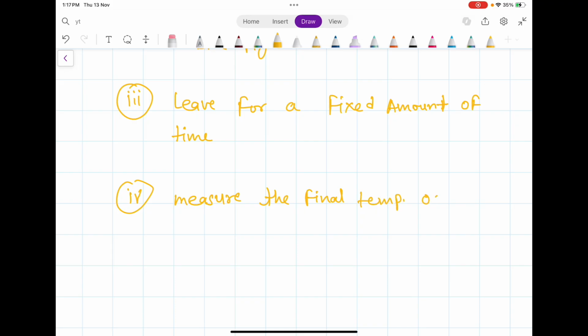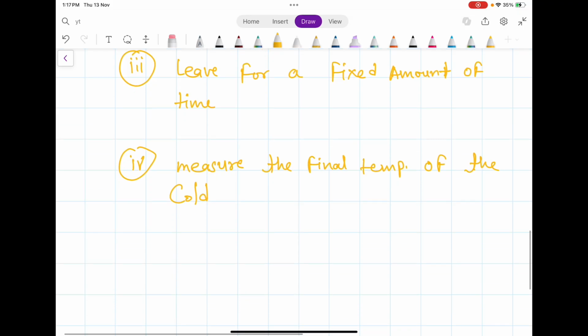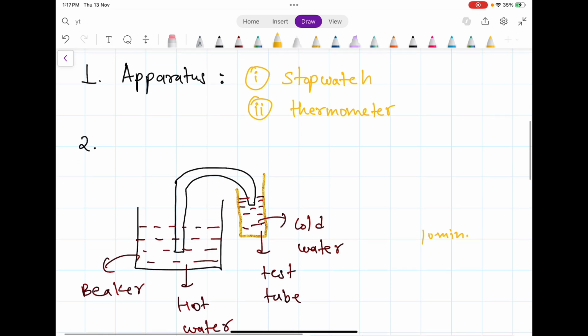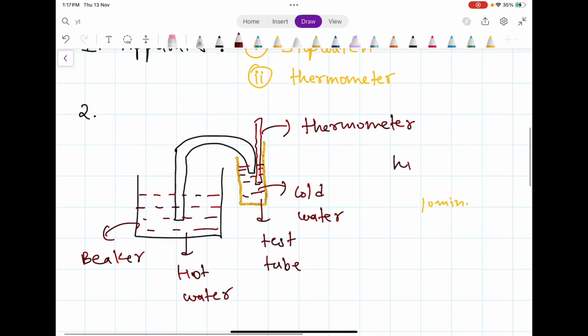Now in the fourth point, measure the final temperature of the cold water. By the way, in the apparatus we wrote one thermometer also, so we can draw one thermometer here. By thermometer we are measuring temperature in cold water. Basically, heat always goes from high temperature to low temperature, so it will go from this hot water to this cold water. In this test tube, the temperature will change. That we will measure.